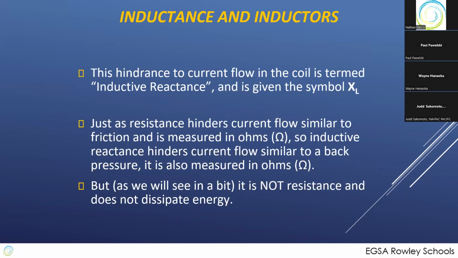This is called inductive reactance, and we give it the symbol X sub L. So capacitive reactance is X sub C, inductive reactance is X sub L. And the thing is, it's not a resistance. Each of these reactances acts like a resistance in that it hinders flow, but it's not really a resistance, because see, an actual resistance puts power out as heat. But since it hinders flow the same as a resistance, we just measure it in the same way, ohms.